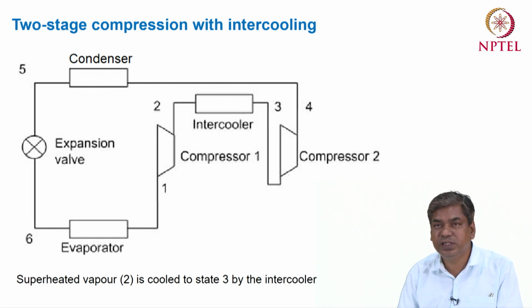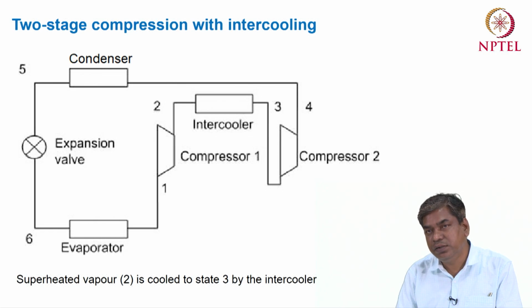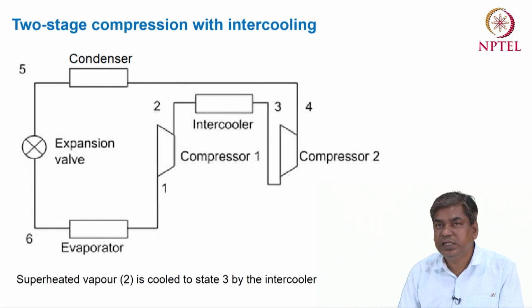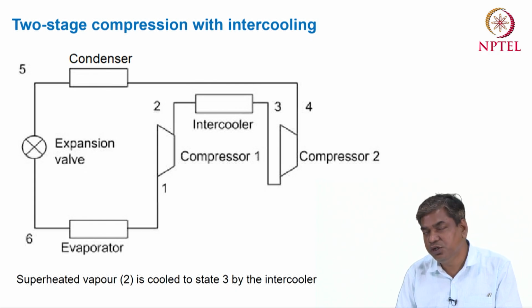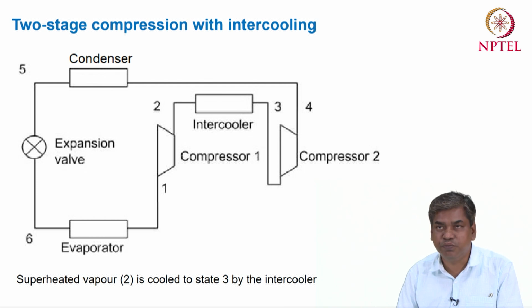So compressor one, also called the low temperature compressor, compresses the vapor at the outlet of the evaporator from point 1 to 2, and at point 2 this is superheated vapor, so we can cool this superheated vapor by using an intercooler. In the intercooler we can use some liquid to reduce the temperature of the refrigerant after the first compressor.